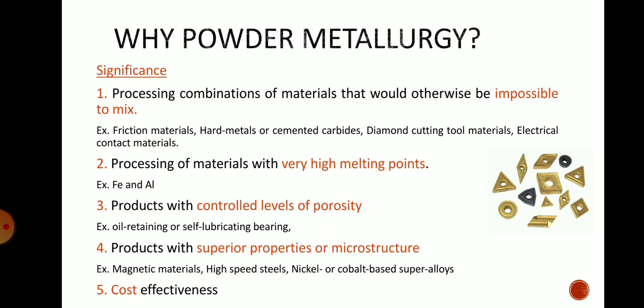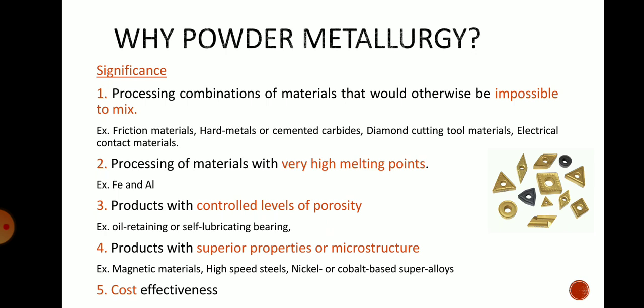Diamond cutting tools, electrical contact materials, friction materials, and hard metals such as cemented carbide cutting tools have to be made by powder metallurgy, because different materials are used and it is difficult to combine them by other processes. In the diagram you can also see various cutting tools. These are the hard cemented carbide cutting tools. This is the first important reason why we use powder metallurgy.